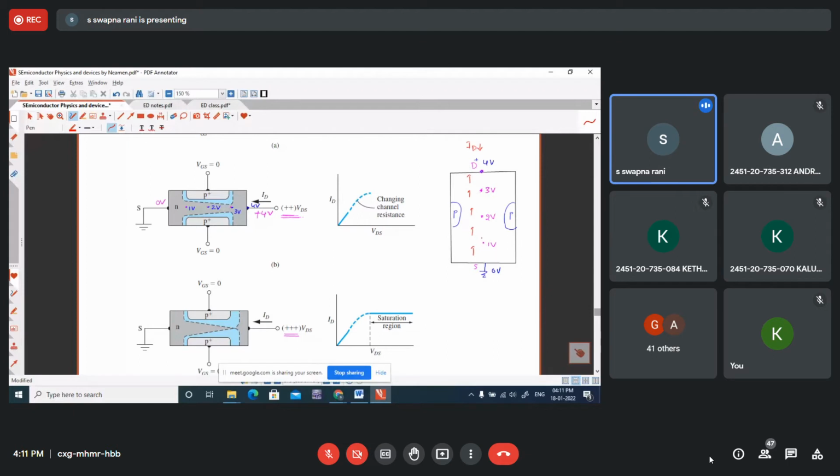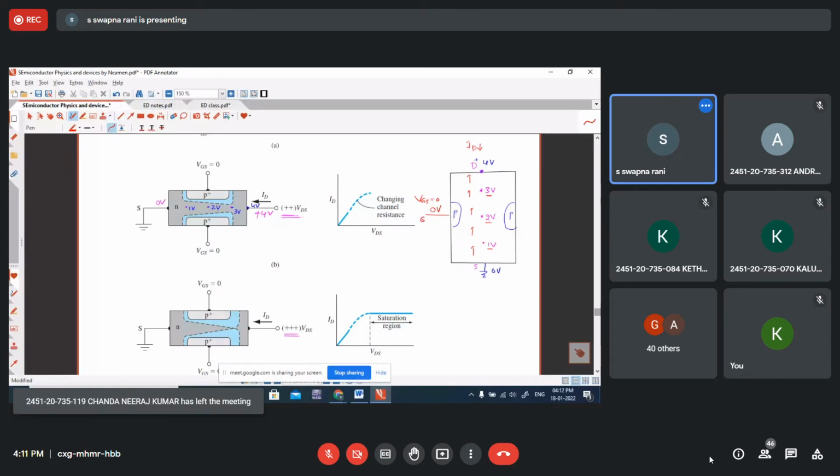And I have represented a few points along the length of the channel. At this point, the potential is 1 volt. At this point, the potential is 2 volts. At this point, the potential is 3 volts with respect to the source. Now, VGS is 0. In all the cases, we are just observing the effect of VDS on ID. There is no voltage on gate, so VGS equals 0.